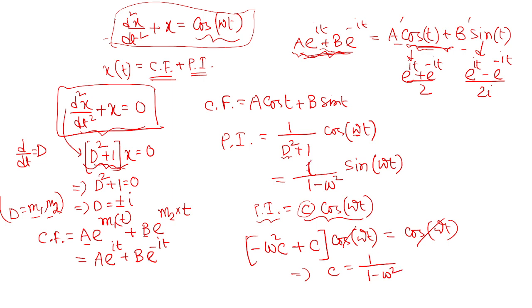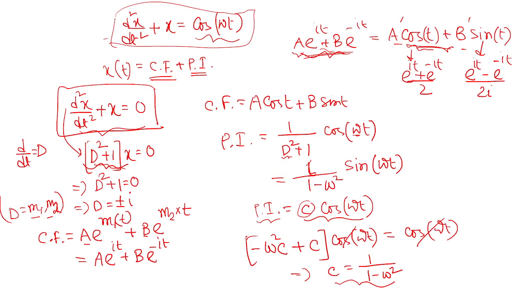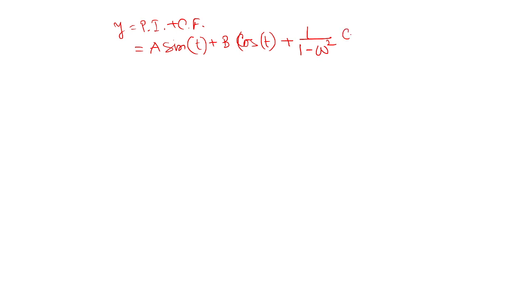Yeah, okay, so I think this is right. So the value of c is 1 by 1 minus omega square. So the final solution will be particular integral plus complementary function. So complementary function is this: a sine of t plus b cosine of t, and 1 by 1 minus omega square into cosine of omega t. So this is our solution.